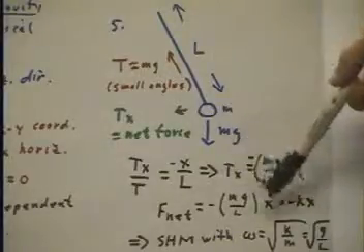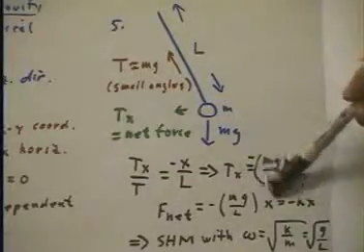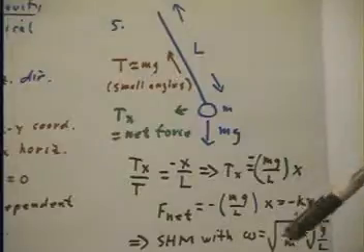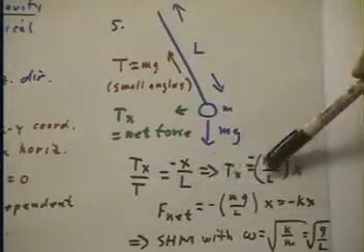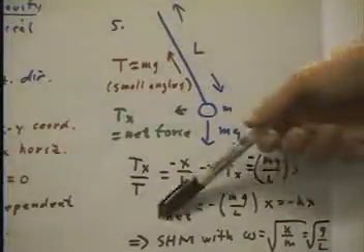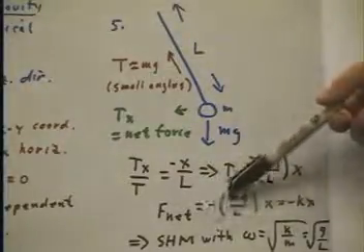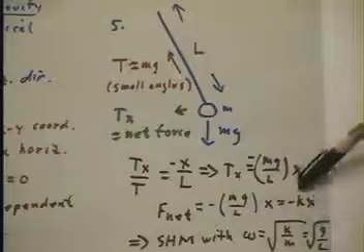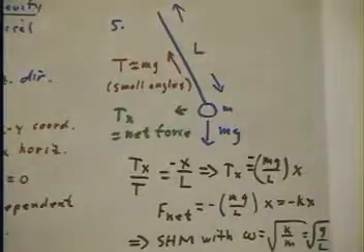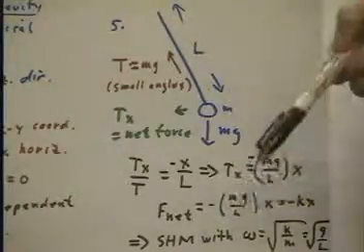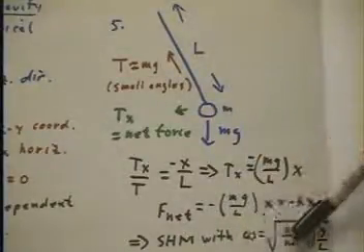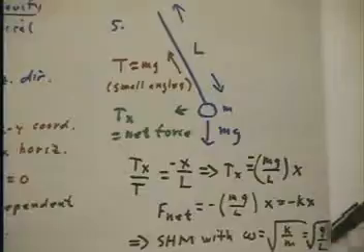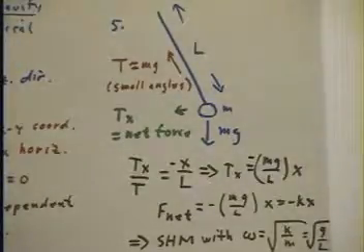From that, we conclude that Tx is negative mg over L times x. Multiply through by the tension, and the tension is mg, which tells us that our net force is negative mg over L times x, which is of the form negative kx, with k equal to mg over L. And this implies that we have simple harmonic motion with omega equal to the square root of k over m, which reduces here to the square root of g over L.